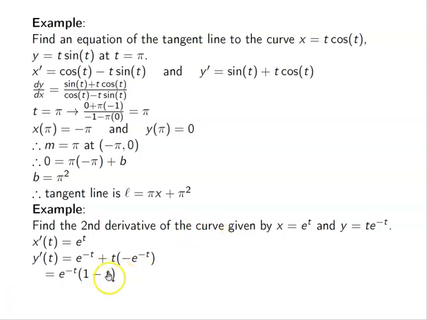Okay. All right, so I pull out the e to the negative t. There's 1 here and t of them left. I'll keep the negative sign. And so this is my form for y prime.